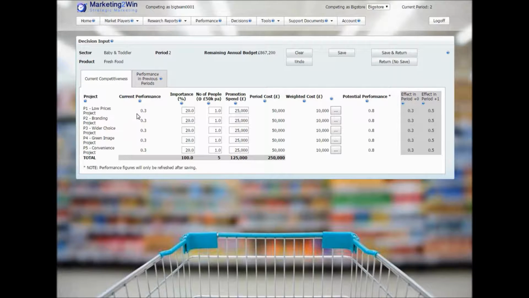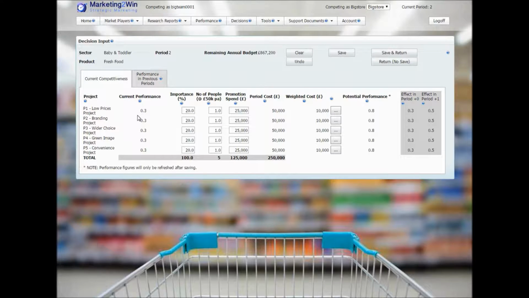So for example, we can see here that here's the £250,000 that has been spent, by the way, or is planned to be spent in this particular segment, and at the moment that's planned to be spent equally across all 5 projects around our value proposition. So let's go ahead and make a decision. First of all, let's look at this column here, importance. Importance relates to how important any particular project is to our success in this segment.